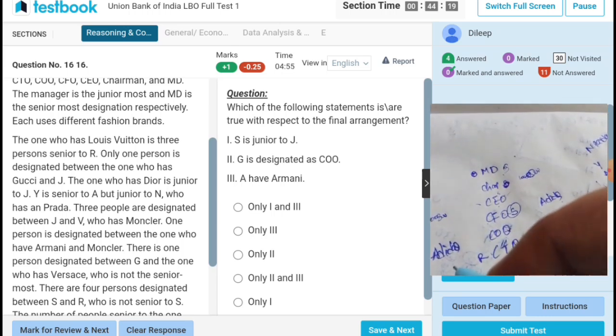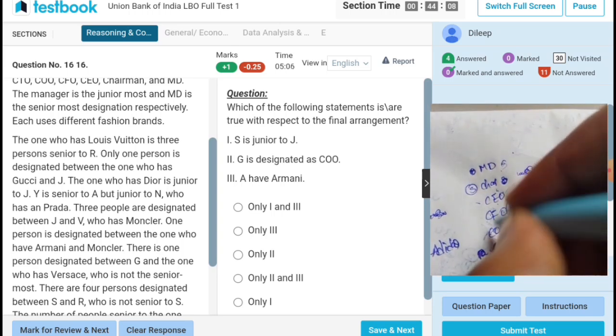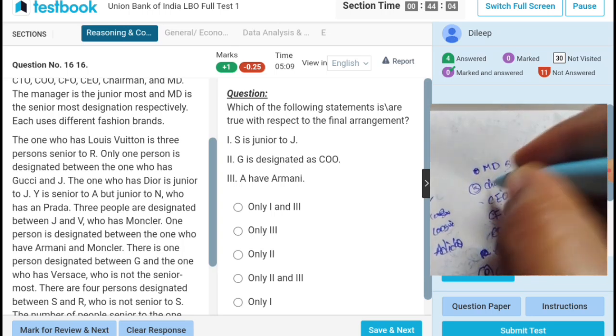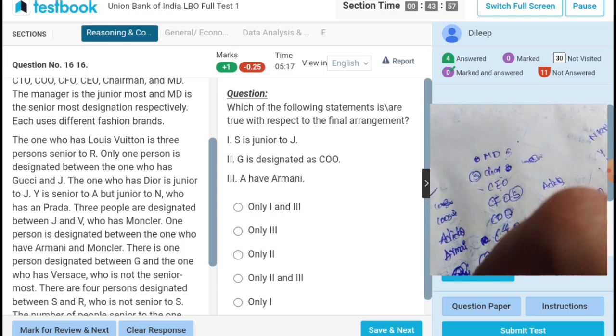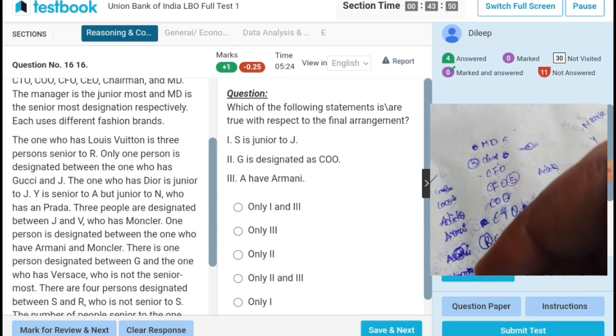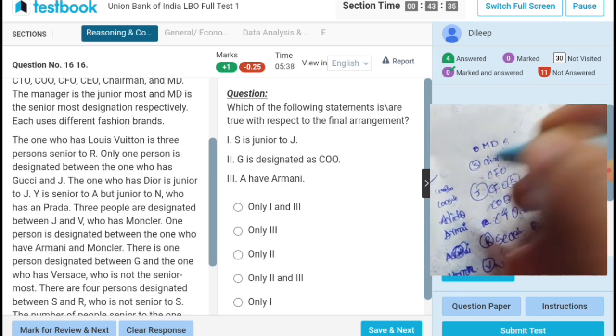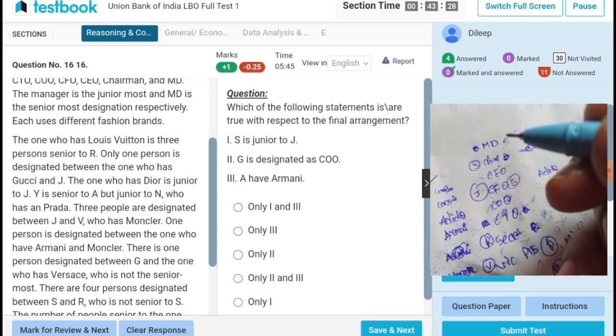So this is not. One, two, three, four is... and also one seller V. Three people between the V, one seller and J. There is one person designated between the juniors, but is not junior, but is not senior most.